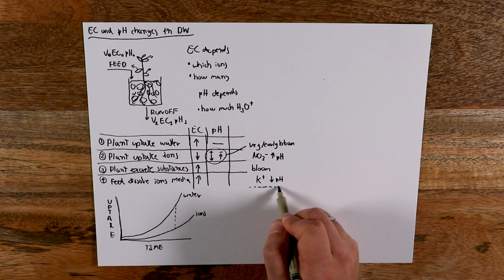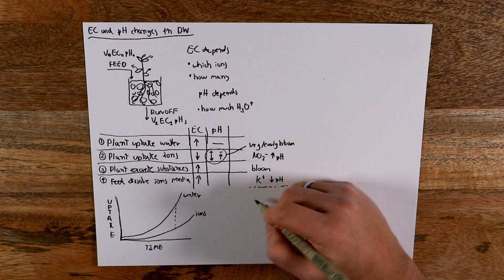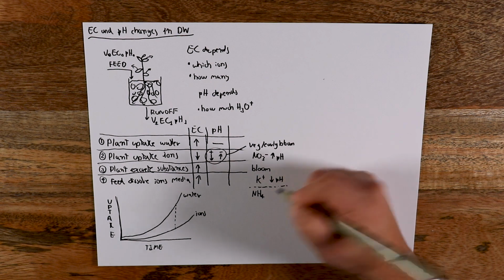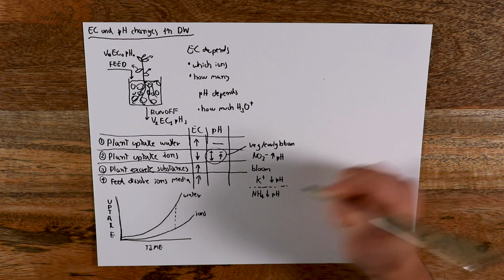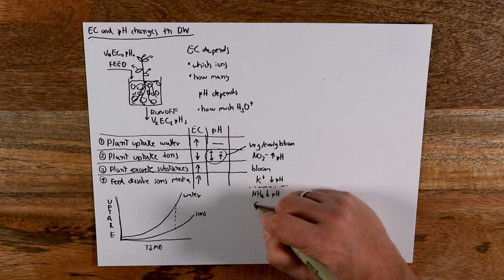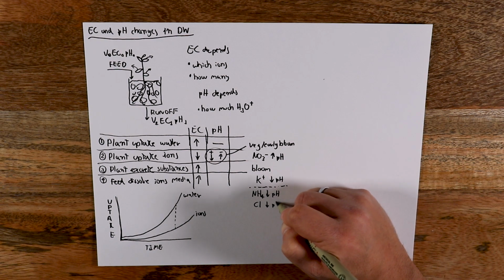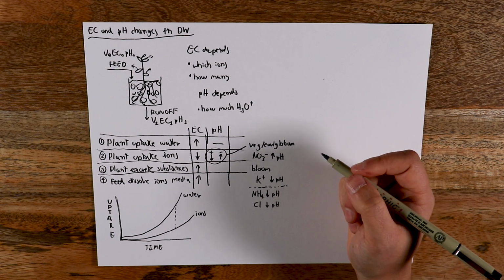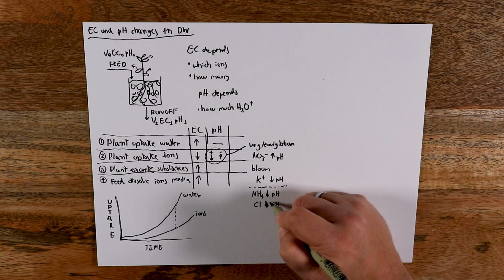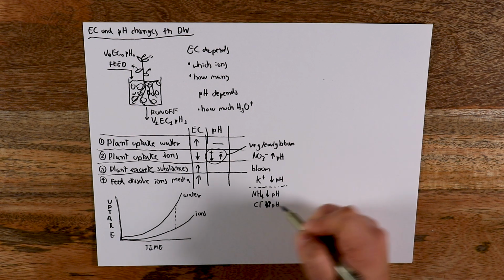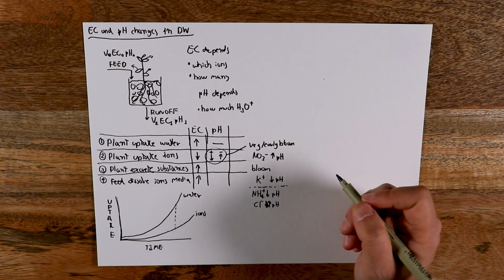But there are other phenomena that can cause the pH to change. For example, if you have a lot of ammonium absorption, this will cause the pH to go down. And when you have chloride, the pH will also go down because chloride is absorbed very aggressively. And this can also happen, will go up. Chloride is an anion, so the pH will go up when it's absorbed.